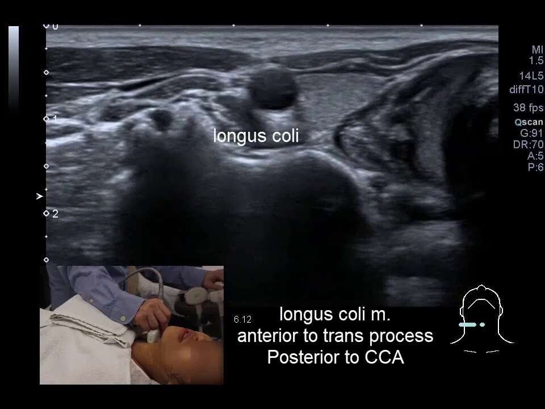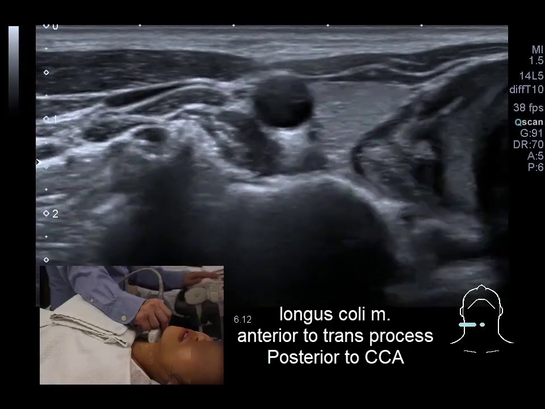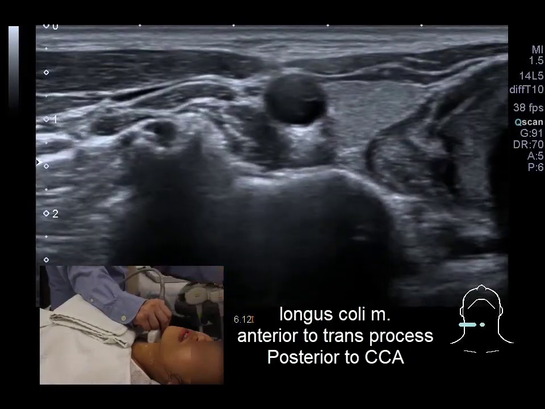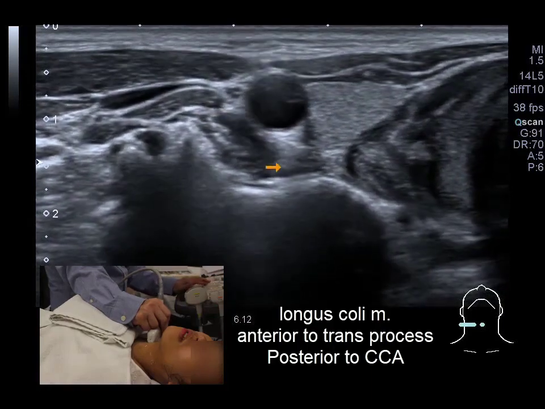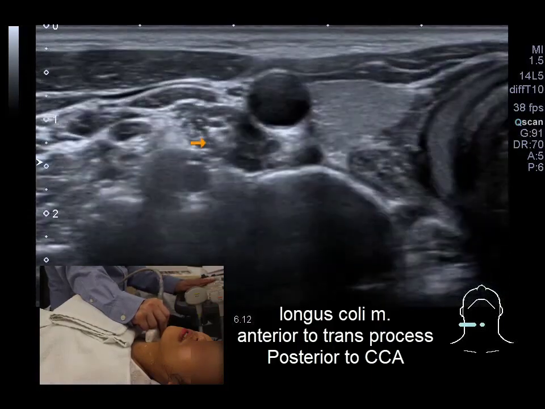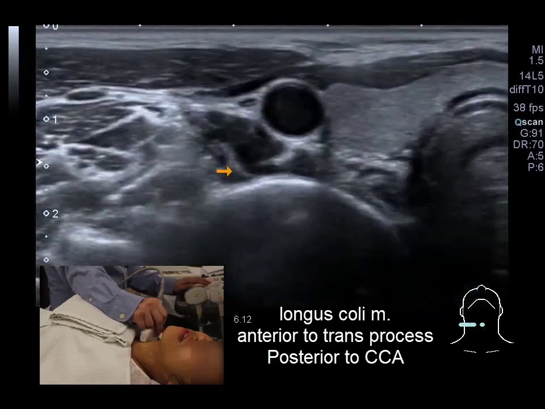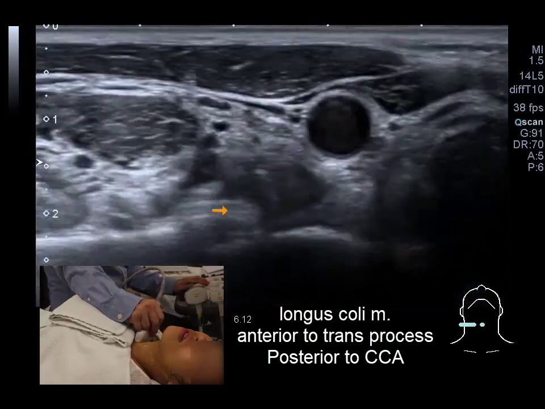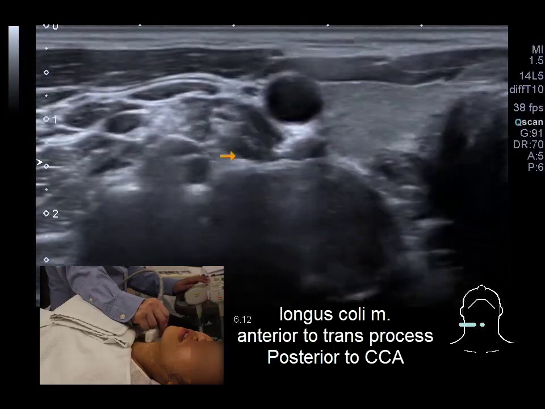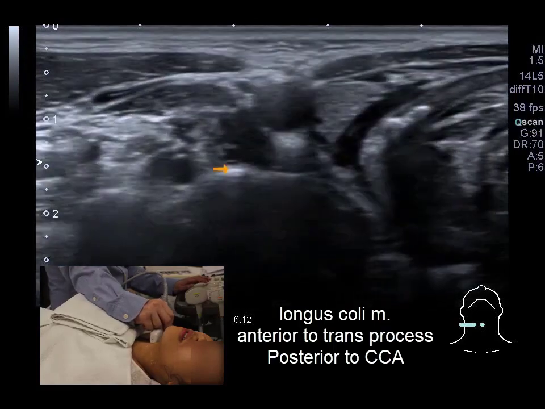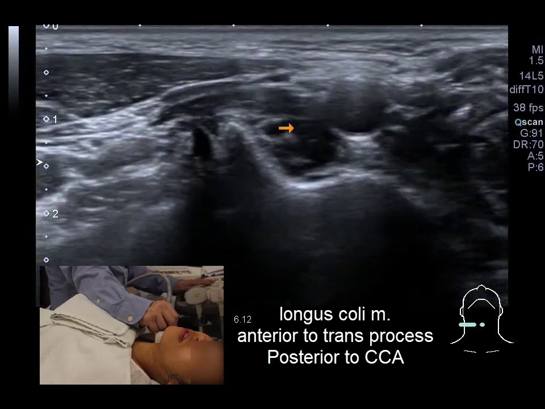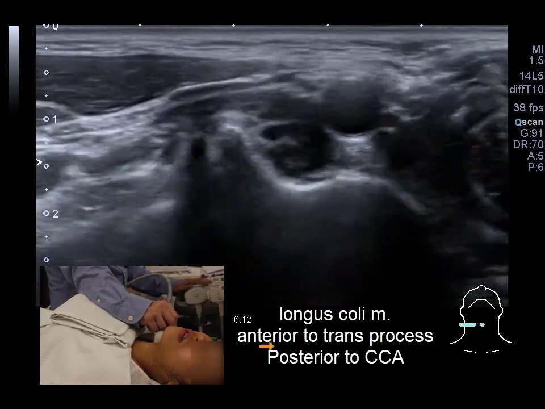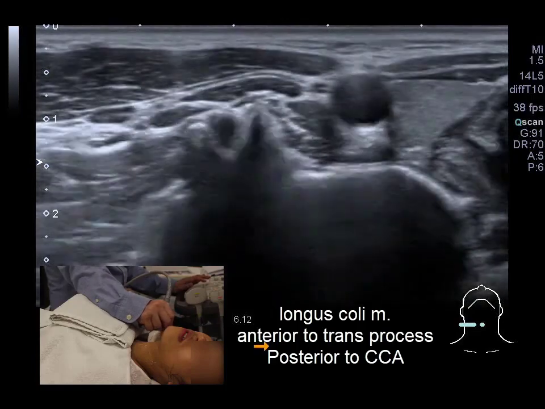So next, there's just one thing to look at. There's a muscle that lies anterior to the transverse process of the cervical spine. This is called the longus colli muscle. It's normally anterior to the transverse process and posterior to the common carotid artery like this, and runs along the cervical spine. Sometimes we may misinterpret it as a lymph node when we do the transverse scan, because sometimes it looks like a round shape, but don't interpret it as a lymph node.